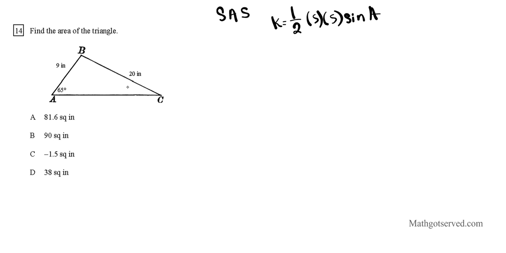Okay, SAS. What do we have here? Let's see what we have. We have S, S, A. SSA. This is no good. We cannot use this formula in this situation. In order for us to apply this formula, we need to have an angle between two sides. So if I can find this angle right here, then I will have SAS using these two sides. So if we can find B, then we can use the area formula.